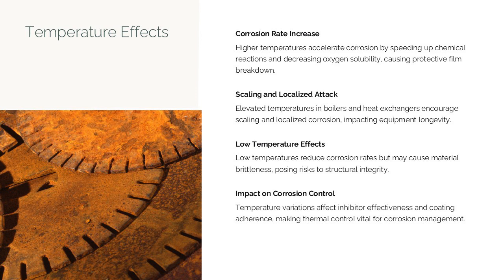Temperature influences corrosion by accelerating chemical reactions and altering solubility of gases and salts. Higher temperatures generally increase corrosion rates due to faster electrochemical kinetics and reduced oxygen solubility, which can destabilize protective films. In boilers and heat exchangers, elevated temperatures promote scaling and localized attack. Conversely, very low temperatures may slow corrosion but can introduce brittleness in materials. Temperature also affects inhibitor performance and coating adhesion, making thermal control essential in corrosion management strategies.